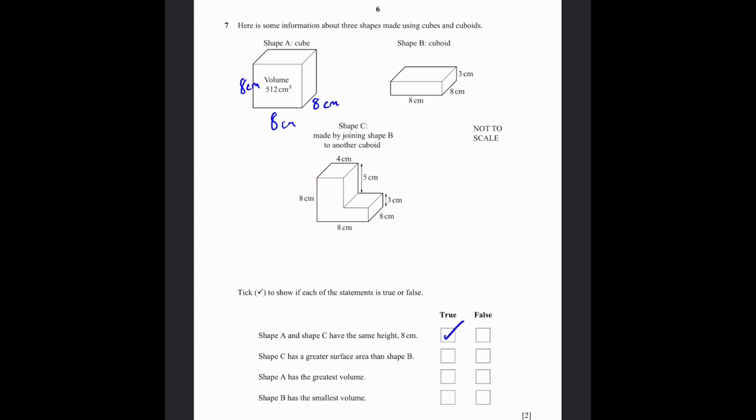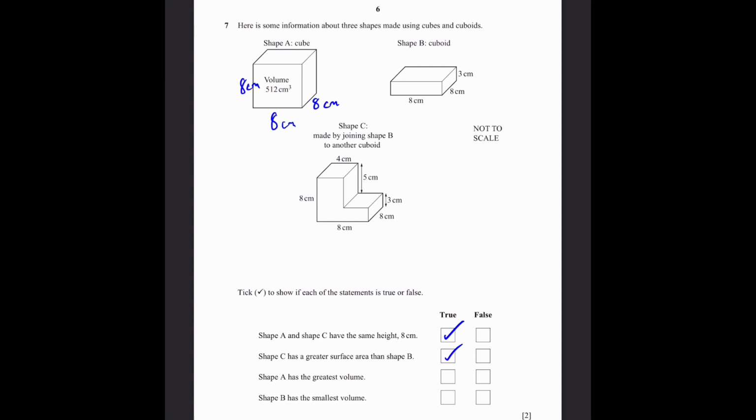Shape C has a greater surface area than shape B. So actually the answer is true. It's kind of obvious why. Because you're literally joining shape B to another cuboid. So this area has increased, and then there's an area behind which has increased compared to this cuboid. And therefore, of course, it's increased surface area. Not to mention this area and the area behind it has also increased. So there's a lot of area extra. So that's true.